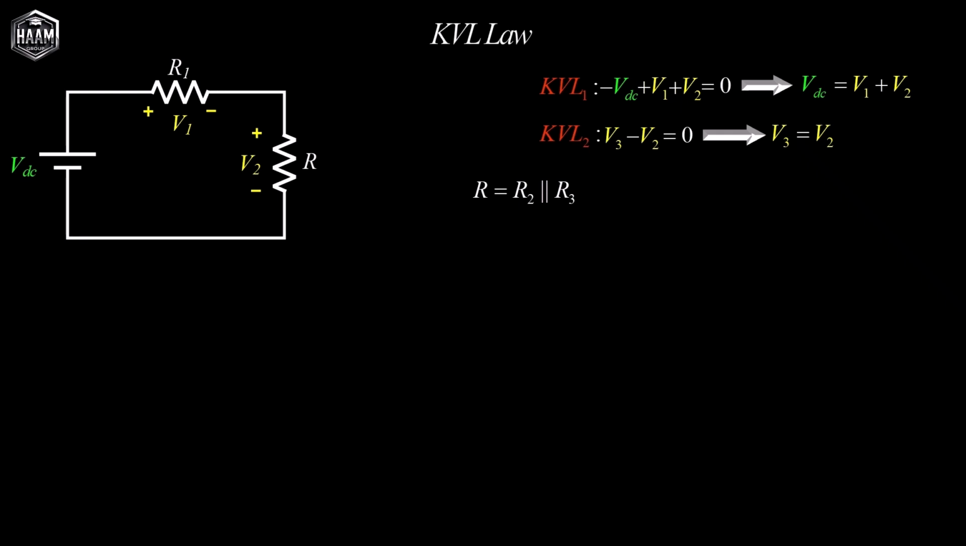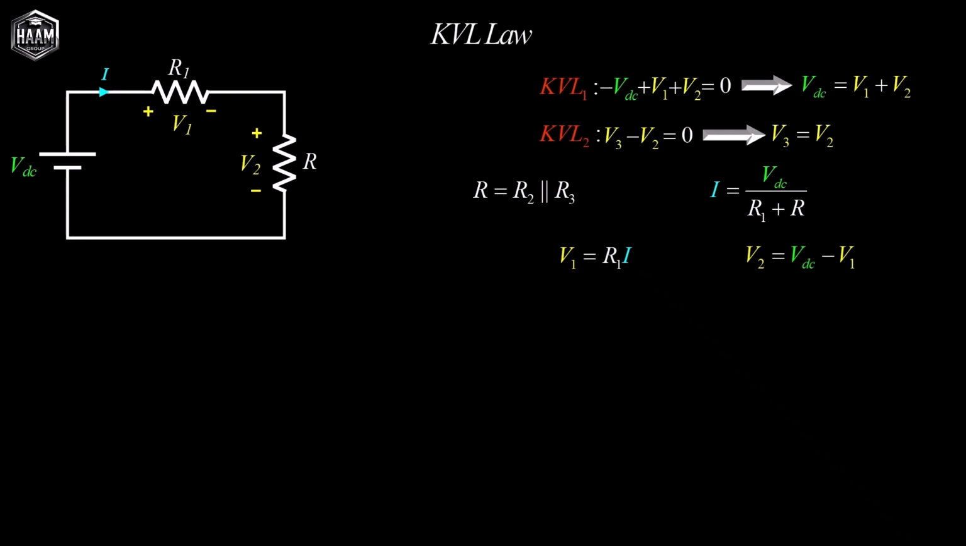We define R as R2 parallel R3. And now we can determine the current I. What is the current equal to? It is the value of V sub DC divided by the sum of the two resistors, which are now in series, R1 plus R. Once we have calculated this current, we can determine the voltages V1 and V2.